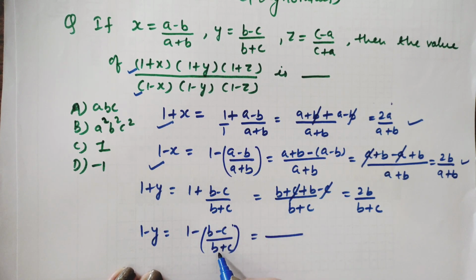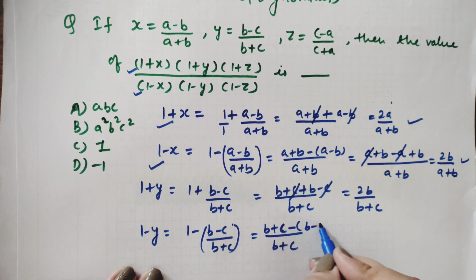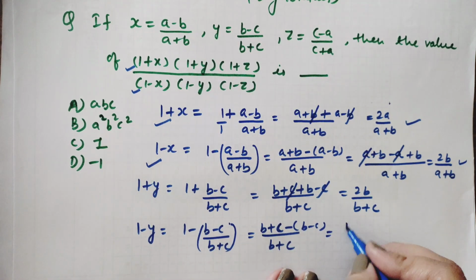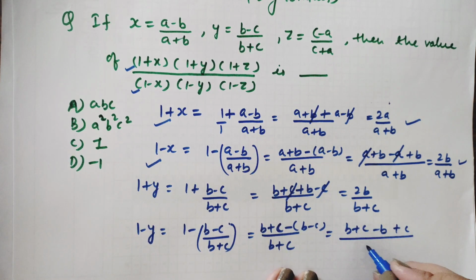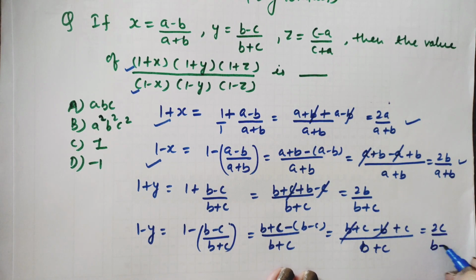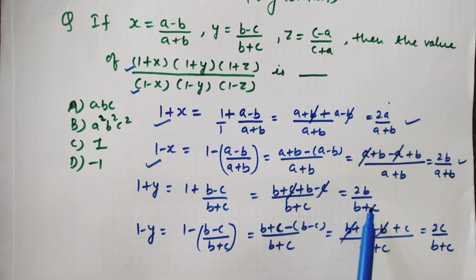Why are we using a bracket here? Because of the minus sign: b plus c, with this minus sign here, and b minus c. So inside it is b plus c minus b minus minus plus c. So b plus c, the b's cancel. So you can see 2c upon (b plus c). You can write this similarly: just like 1 plus x and 1 minus x differ only in a and b, similarly here 1 minus y is in terms of c.